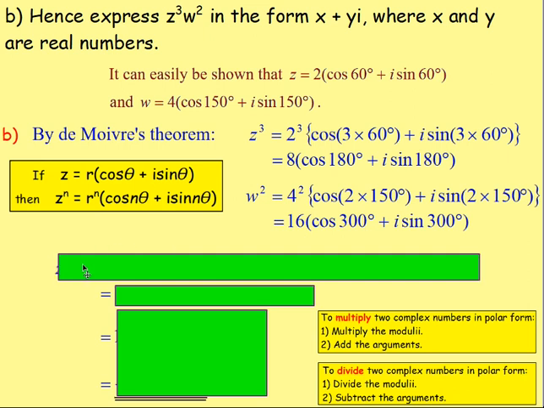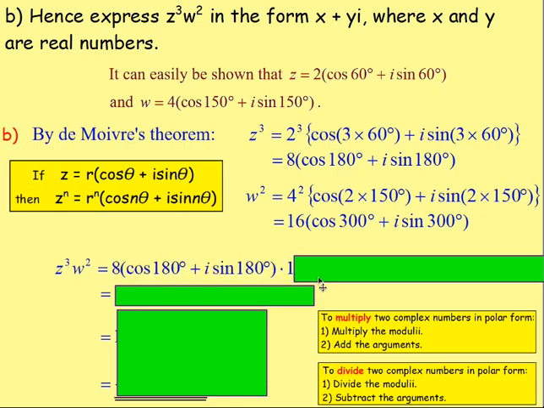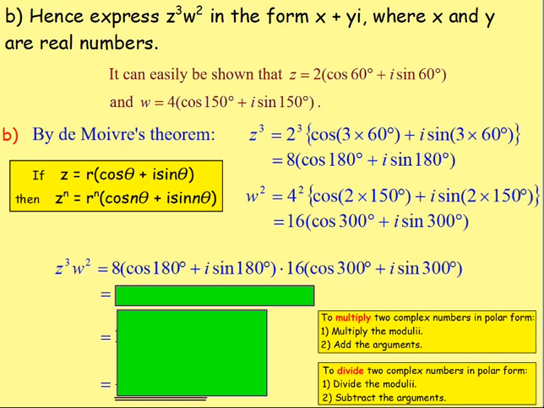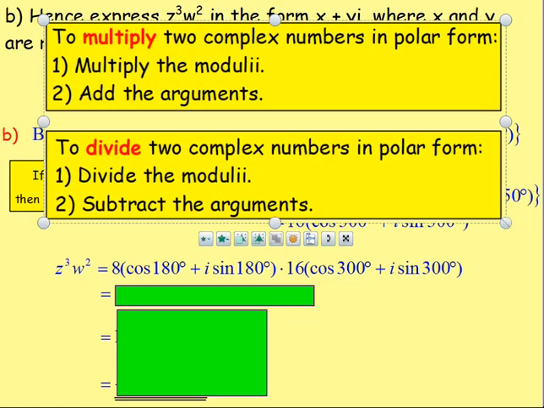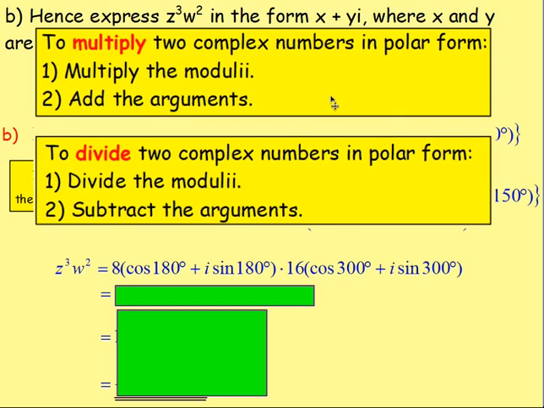We are wanting to work out z to the power of 3 w squared. So we're really wanting, in polar form, this 8 bracket cos 180 plus i sine 180 multiplied by the w squared, the 16 bracket cos 300 plus i sine 300. So we have this complex number in polar form, and this complex number in polar form as well, and you know from the lesson that we've already covered, to multiply complex numbers in polar form, multiply the moduli and add the arguments.